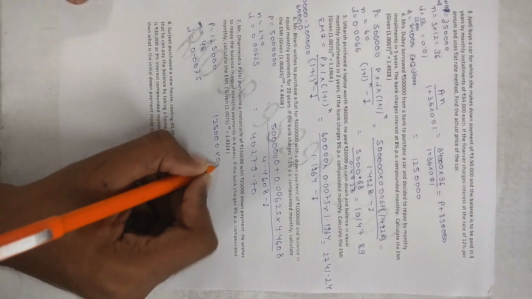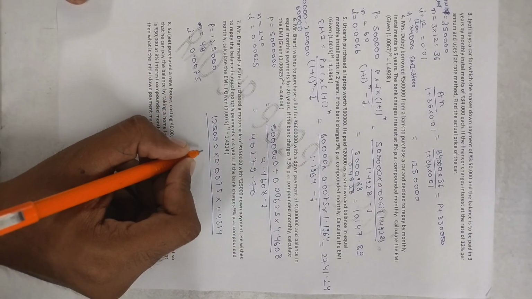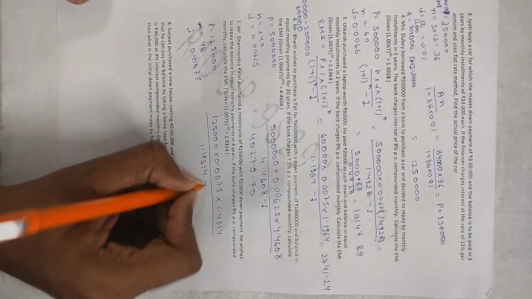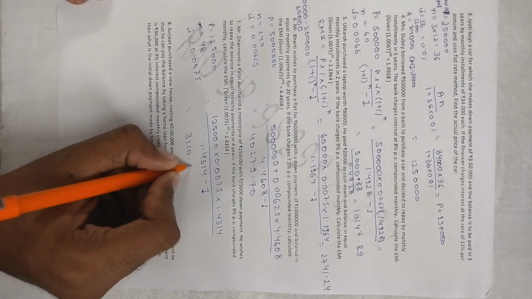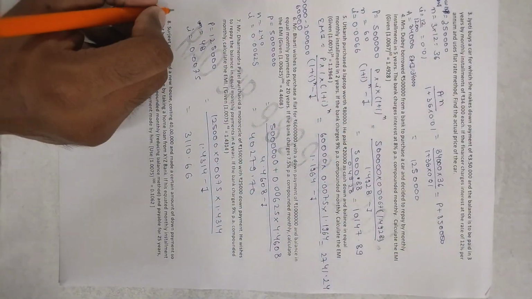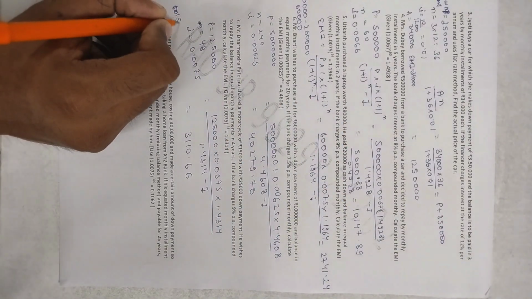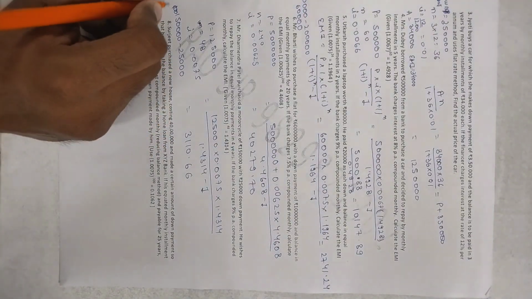Here also, 1,50,000 minus 25,000 gives us 1,25,000. Here also you can show 1,50,000 minus 25,000, that is 1,25,000.